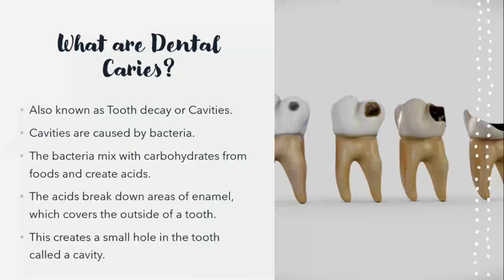When you eat certain foods, the bacteria on your teeth break them down and produce acids that have the ability to seriously damage the hard tissues of your tooth. The result is the formation of dental caries.